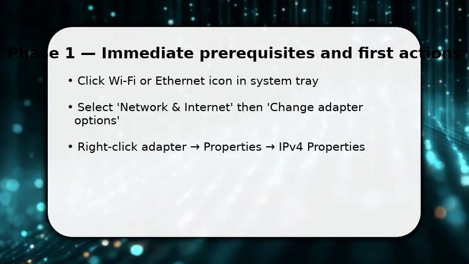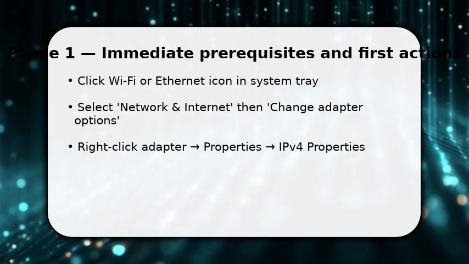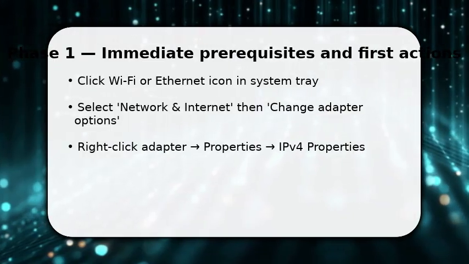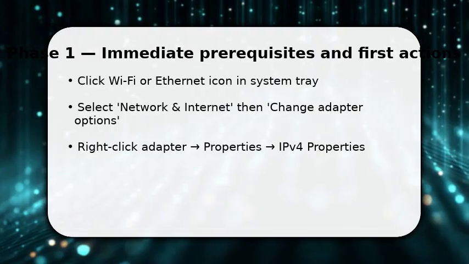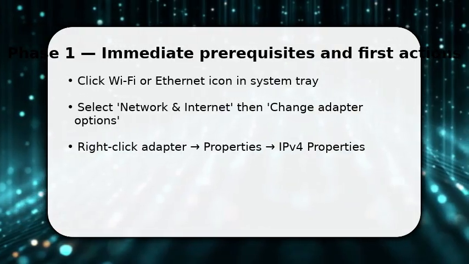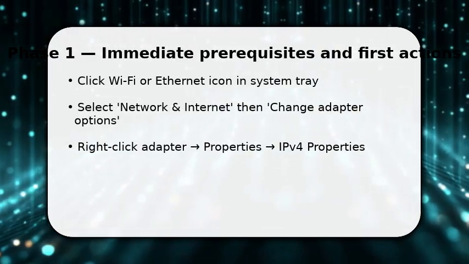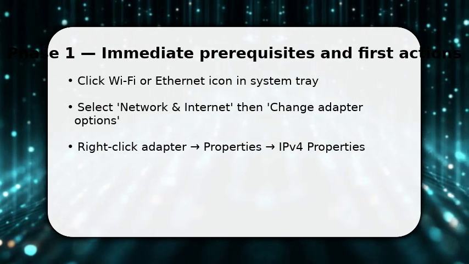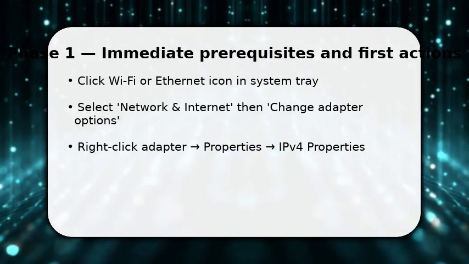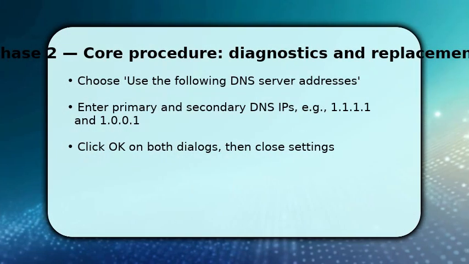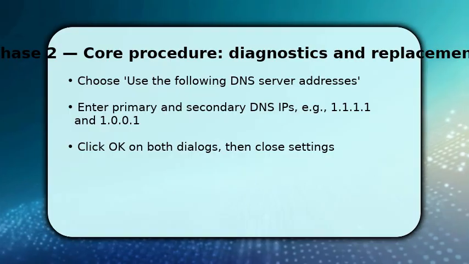Now select Internet Protocol version 4 (TCP/IPv4) and click Properties again. You do this so Chrome and all apps use the address you enter, not the router defaults, which ensures predictable name resolution. With IPv4 properties open, select Use the following DNS server addresses to force a specific resolver.